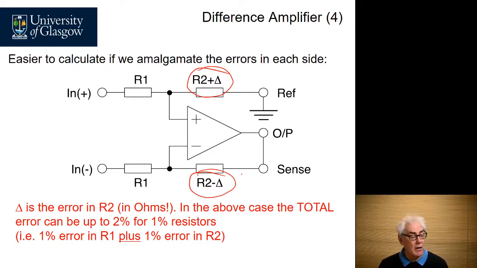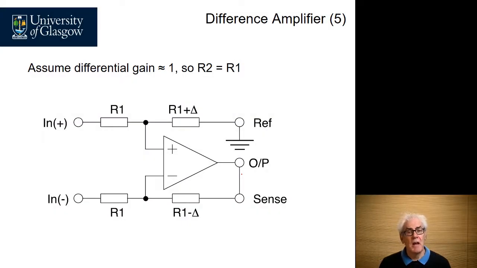The total error, delta, could be up to 2%, because you would get 1% error from R1 plus 1% error from R2. Just to make the maths easier, we've assumed that the differential gain of the difference circuit is approximately 1. Therefore, R2 is equal to R1. Replacing that into the circuit, we can see that we have R1 plus delta and R1 minus delta here.